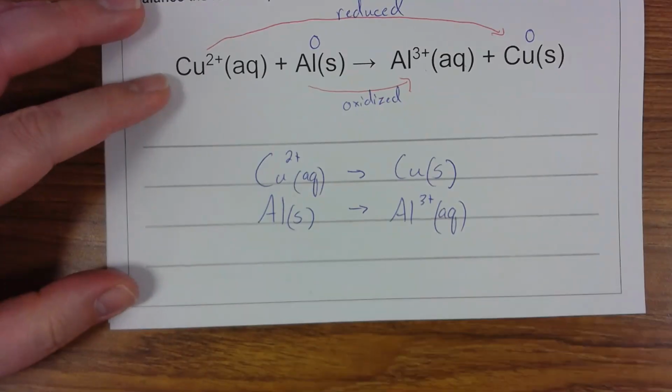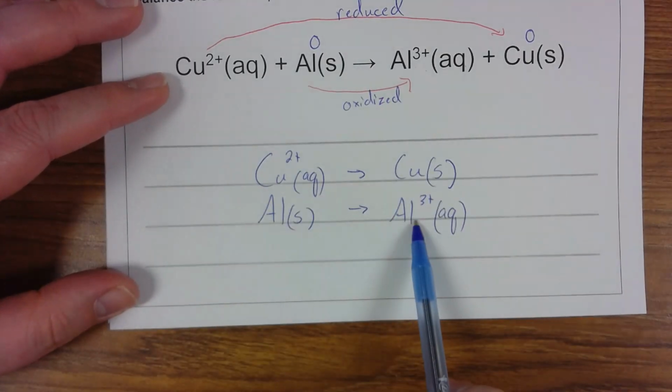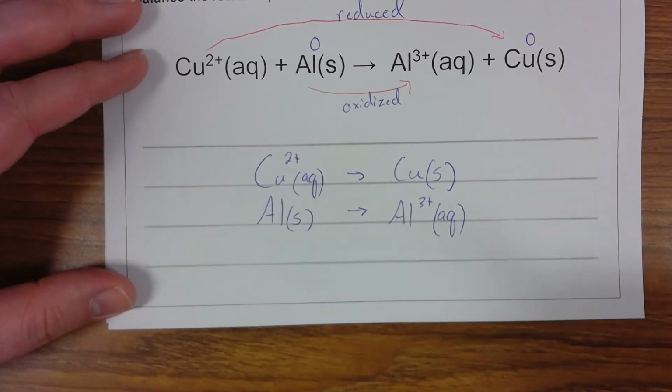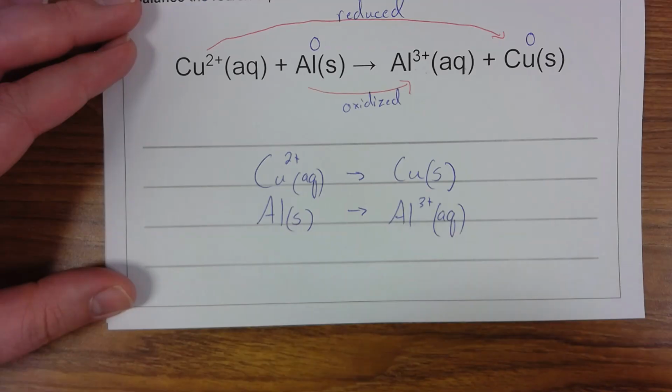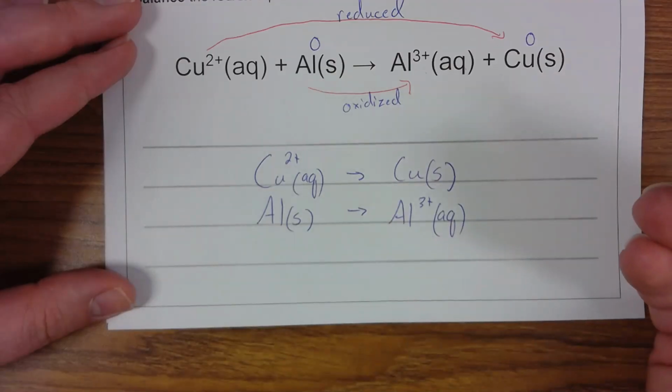Now remember, always check for mass. Now, copper in, copper out, aluminum in, aluminum out. There's nothing to do for mass here, but there are instances where you'll need to balance it by mass by putting in coefficients. But really what we need to do is balance these things by charges. Now remember, we do that by adding electrons, which will make one of the sides more negative. We do that to whichever side is already more positive.